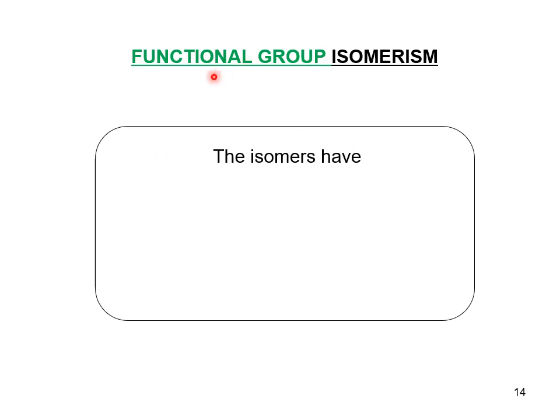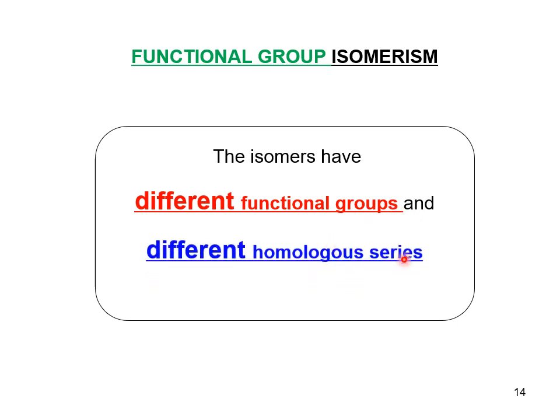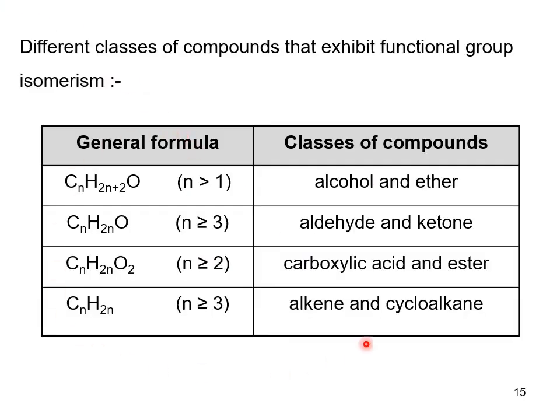The third structural isomerism is functional group isomerism. The isomers have different functional groups and different homologous series with the same general formula. These are the different classes of compound that exhibit functional group isomerism.